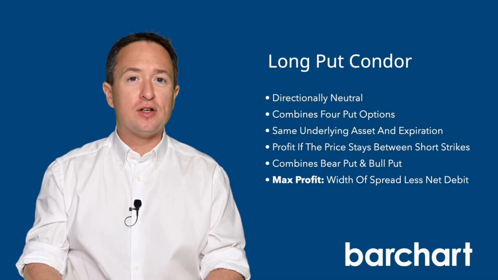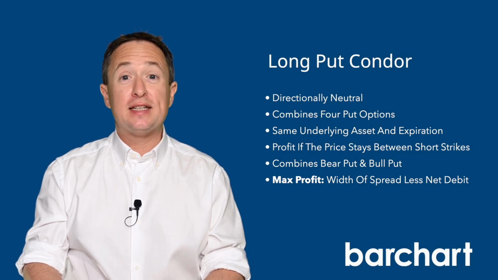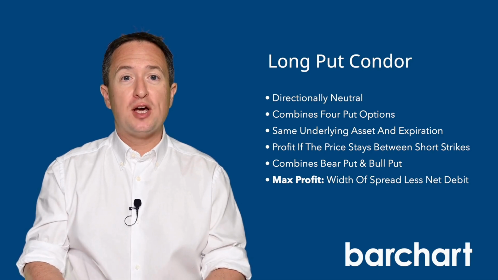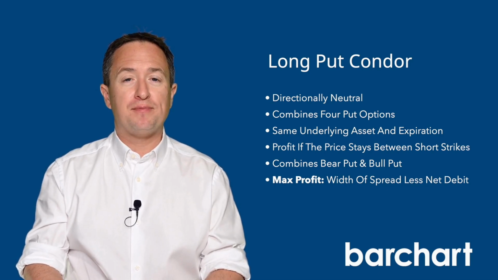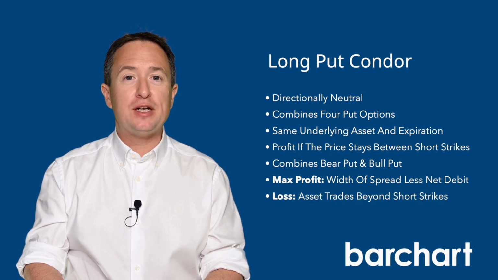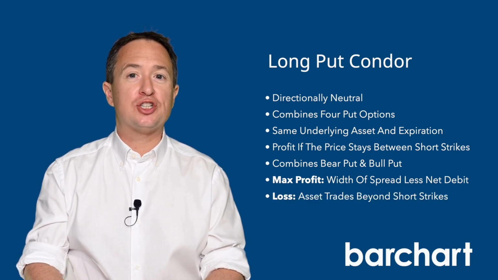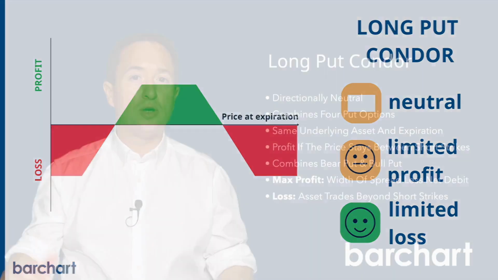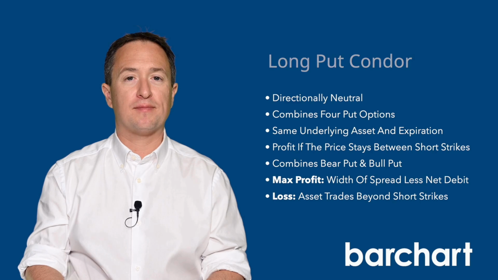The maximum profit on a long put condor is the difference between the strike prices of either of the spreads minus the net debit paid. The maximum loss is limited to the net debit paid at the start of the trade and happens if the asset price at expiration either trades above the highest strike price or below the lowest strike price.